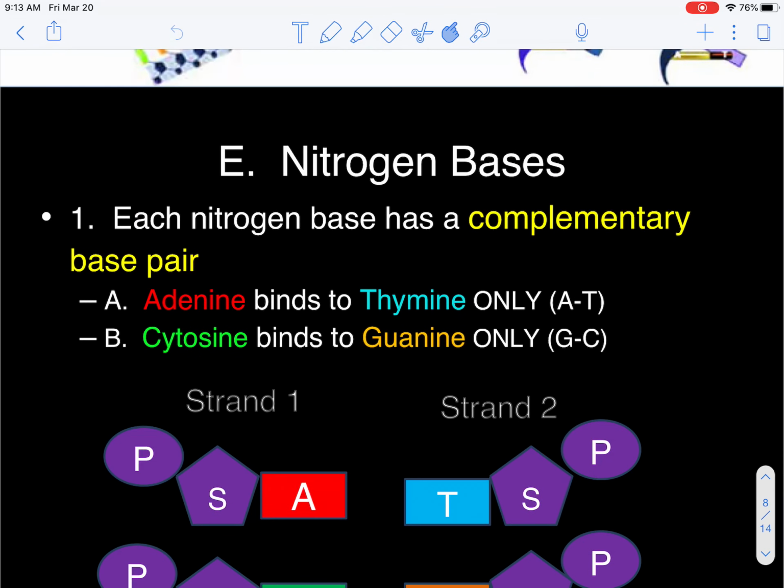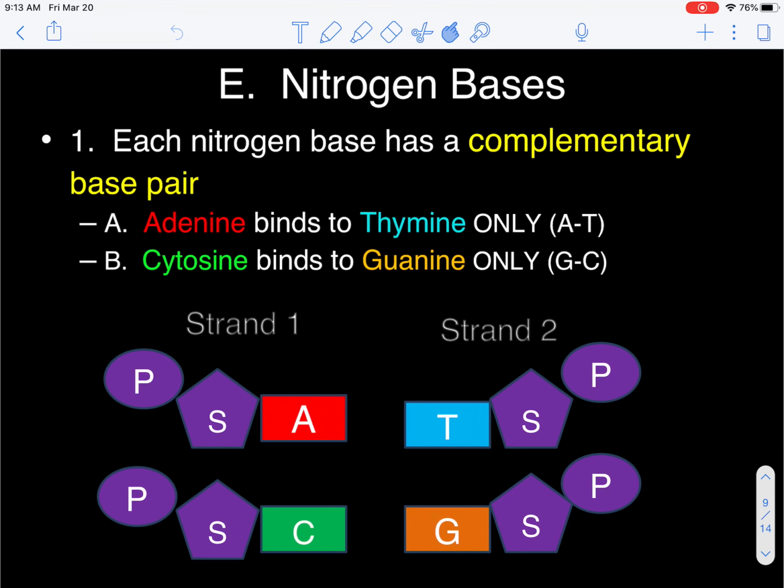So the nitrogen bases, each nitrogen base has a complementary base pair. So adenine is always going to bind to thymine, and cytosine is always going to bind to guanine, meaning that A is going to bind with T and G is going to bind with C. Now, you can also have it the opposite way, meaning that you can have T bind with A and C bind with G, but they're always together.